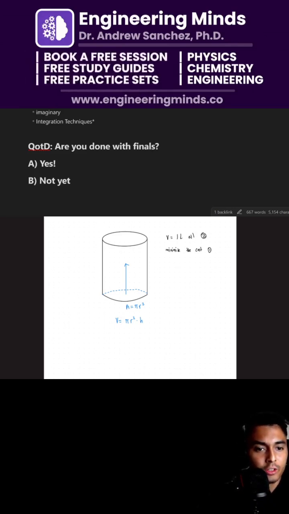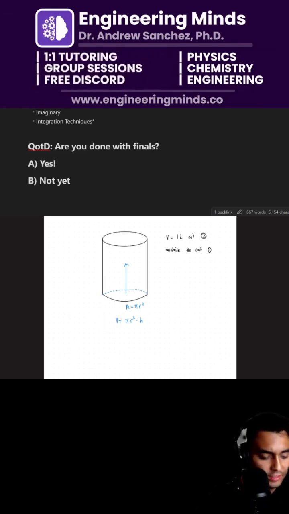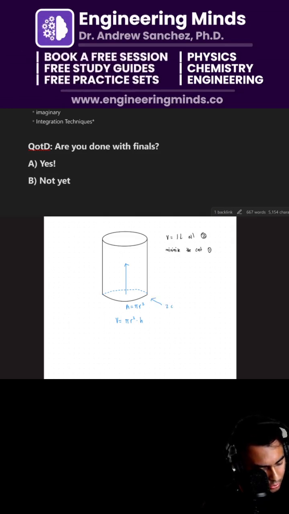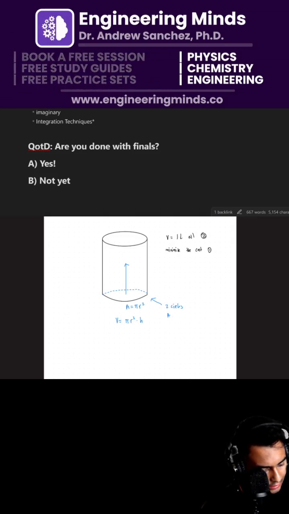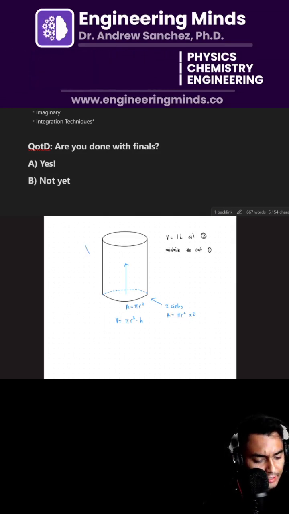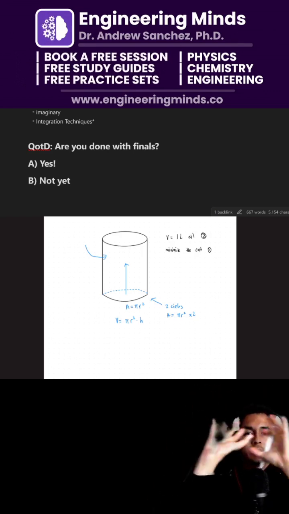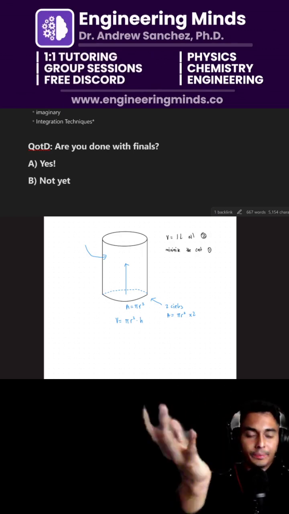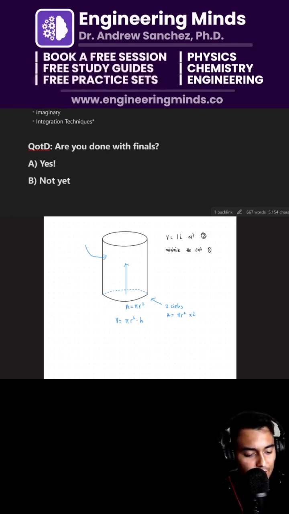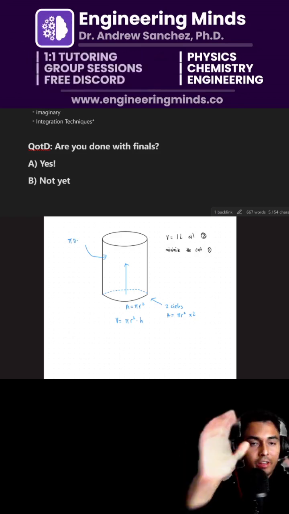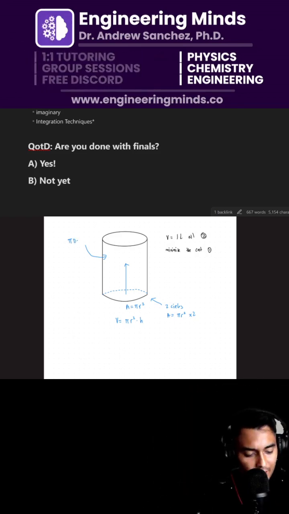Okay? So we need to minimize the cost of the material. So we have to add the area of 2 circles. 2 circles is pi r squared times 2. And the area of the wrapping of the can itself, the area of the exterior, which is effectively the circumference, pi times d, times that total length, which is h.